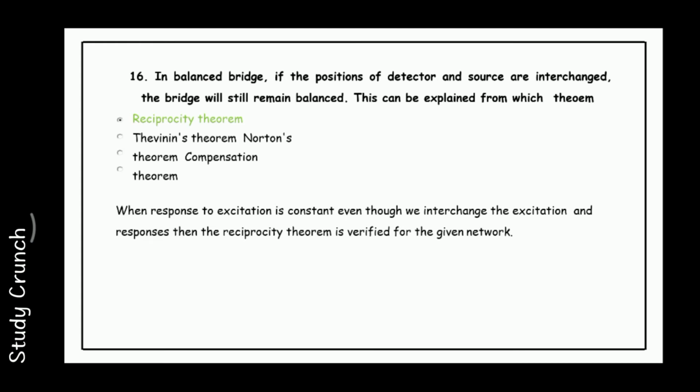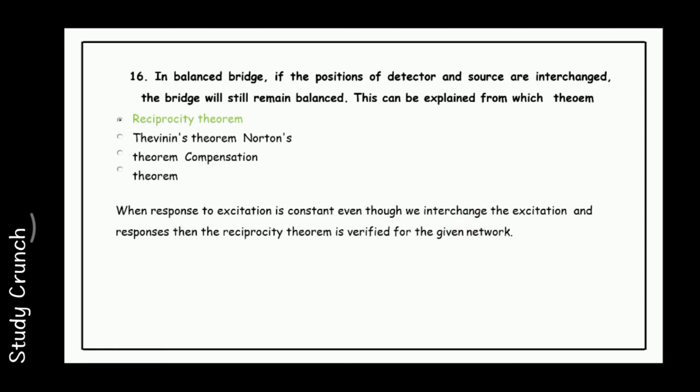Next, in a balanced bridge, if the position of detector and source are interchanged, the bridge will remain balanced. This can be explained from which theorem? So it will be the reciprocity theorem, in which the response to excitation is constant even though we interchange the excitation and response. So reciprocity theorem is verified for a given network. So this is a condition.